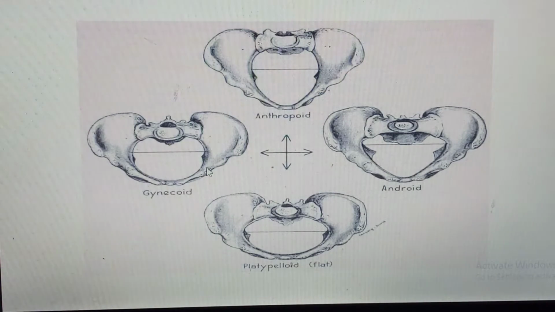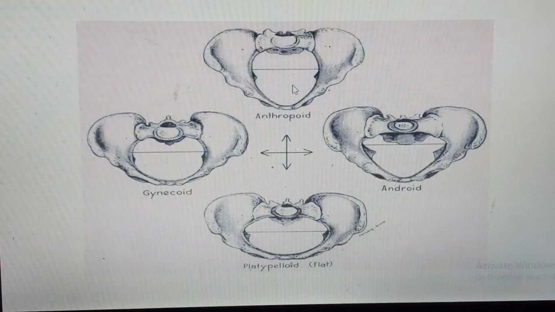Now the other type which follows this gynecoid type, the word gyne has to do with female. The next one is anthropoid. Anthro has to do with human being, so it is the human being type of pelvis, and you're going to find it in about 25% of females. Apart from having some female features, the important bit you have to know is that it's going to have a long oval inlet. So its pelvic inlet is going to be long and oval.